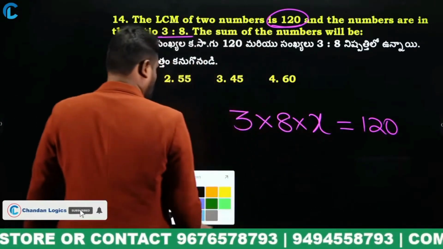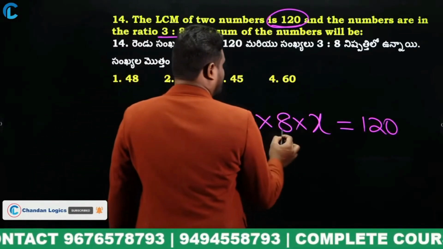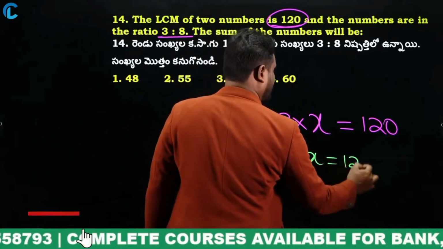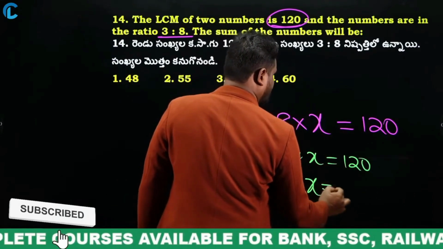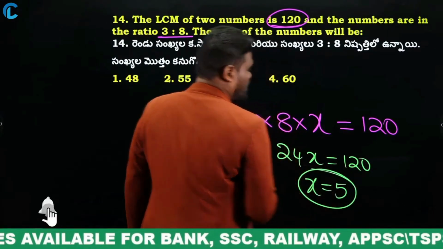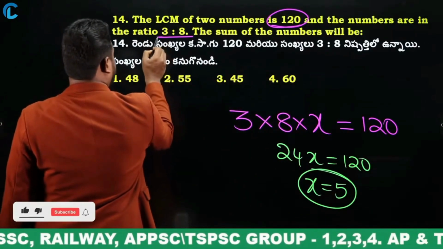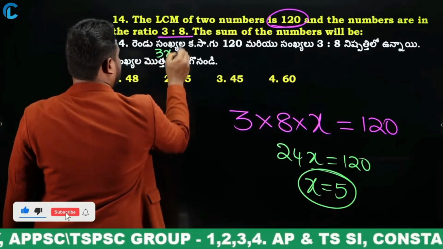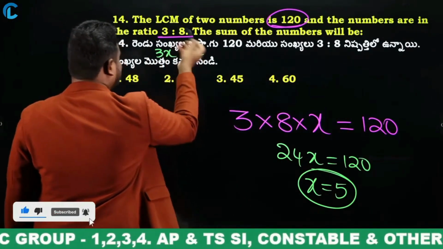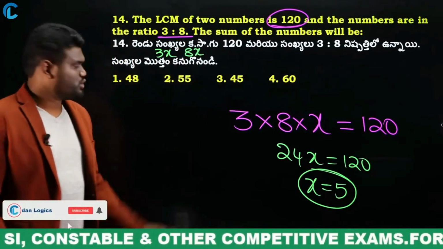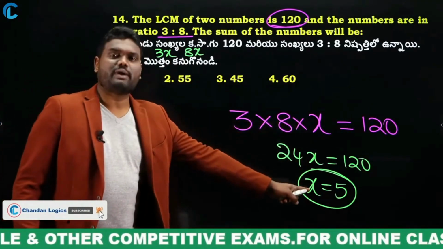If you simplify, 3 times 8 will be 24. 24x equal to 120. So from this x is equal to 5. Once I know the x value, this is 3x and this is 8x. I don't know what those numbers are, but I am taking 3x and 8x. When I calculated the LCM, I came to know the x value is 5.